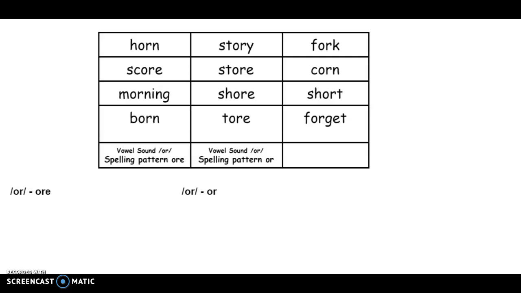If we look at the word horn, I notice that the spelling pattern in horn is O-R. That makes the OR sound. But where do you notice that the OR sound is in the word? Right, it's in the middle. So since I hear the OR sound in the middle, I know that OR is spelled O-R.